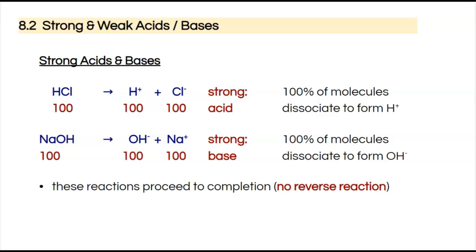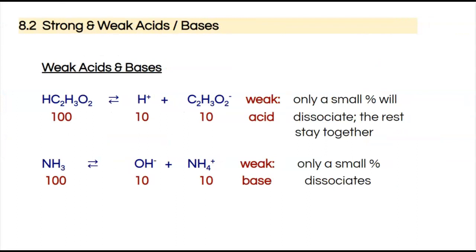Let's take a look at what it means for an acid or base to be weak. So weak acids and bases, we would say instead, don't dissociate 100%. Rather, they reach an equilibrium. So there's an equilibrium that eventually gets established between the original acid molecules and their dissociated or ionized ions. So only a small percentage of them will dissociate, and the rest will just remain present in solution.